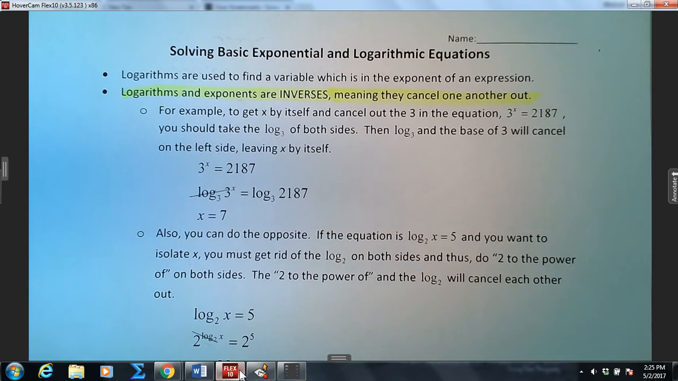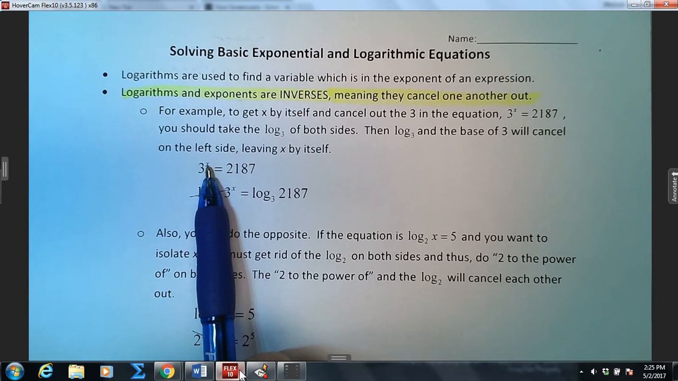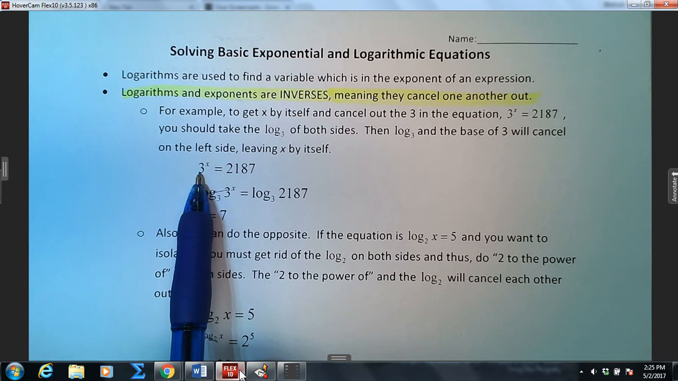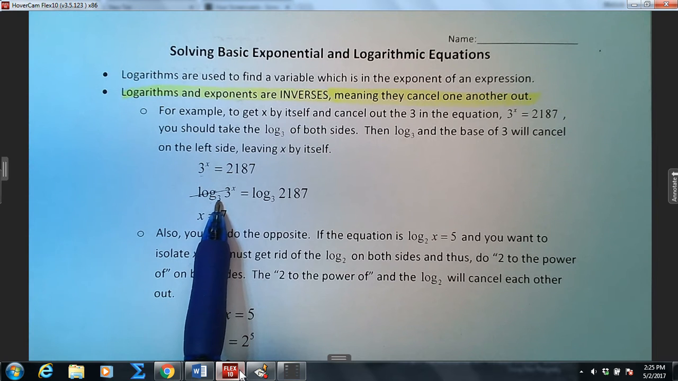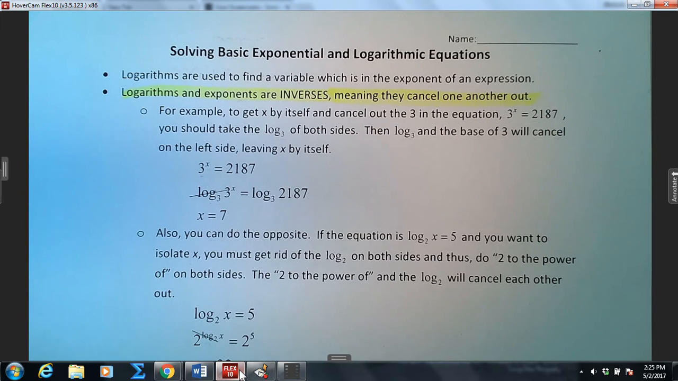So check out this little example that's been put together. We've got 3 to the power of x equals 2,187. Well, instead of plugging different numbers in for x to figure it out, we can solve. That means we'd have to get rid of 3. Now, the only way to get rid of 3 is to use a logarithm of the same base. A logarithm base 3 will cancel out an exponent's base 3.